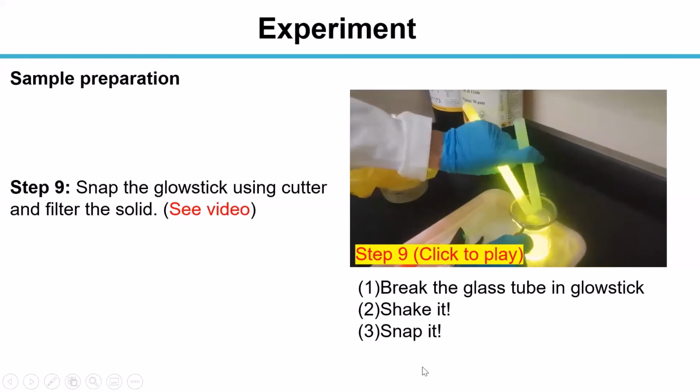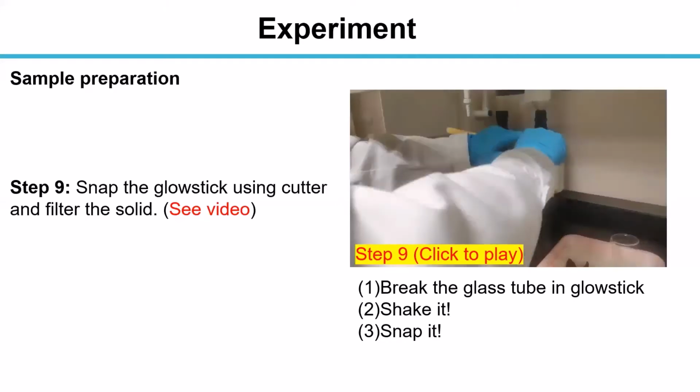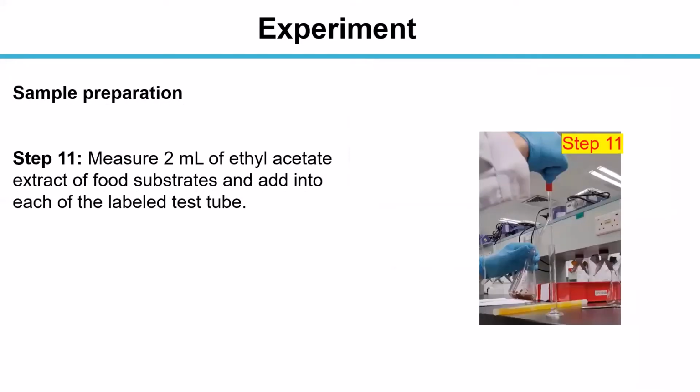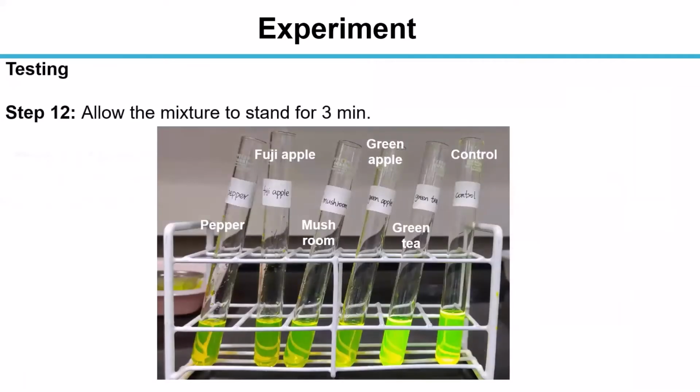Okay, so now we go to the next step. In step 10, 2 ml of glow stick liquid is measured and added into each test tube respectively. Then measure 2 ml of ethyl acetate extract of food substances and add into each labeled test tubes. Then allow the mixture to stand for 3 minutes.